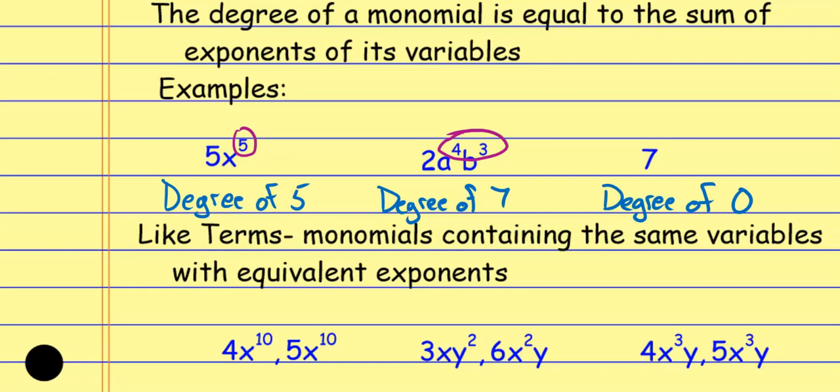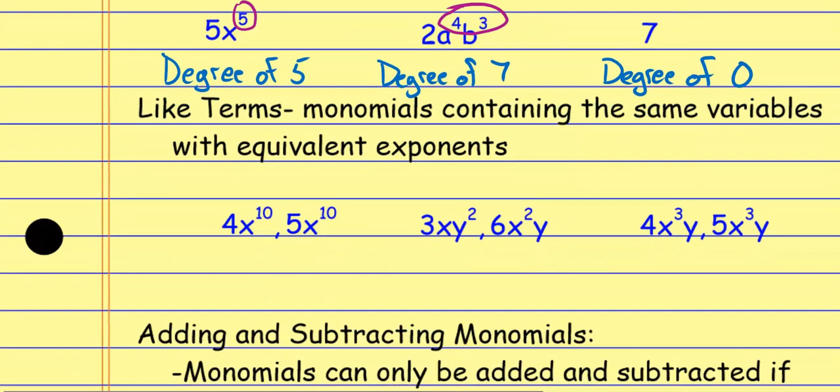so it's a degree of 0, okay? Like terms, still talking about the exponents on these things, are monomials containing the same variables with equivalent exponents. So if all the variables are the same and all the exponents on those variables are the same, then we have like terms. And so if I look at something like this one, 4x to the 10th and 5x to the 10th, yes, those are like terms because the variable and the exponents on those variables are the same. So I would say, yes, these are like terms.